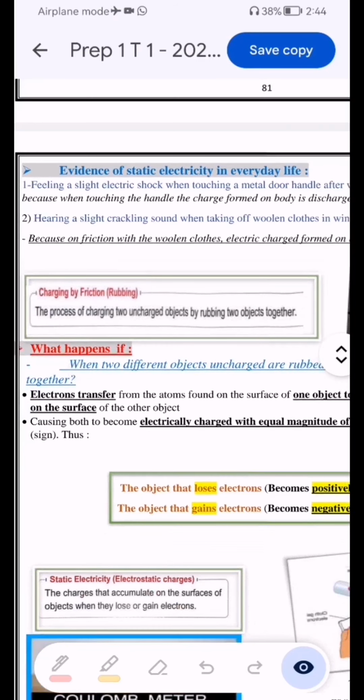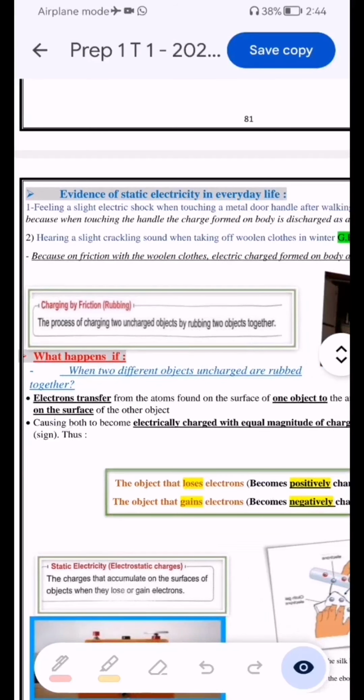So electrostatic charges will form. And this type of charging is called charging by friction. What happens when two different uncharged objects are rubbed together? We have two uncharged objects rubbed together.